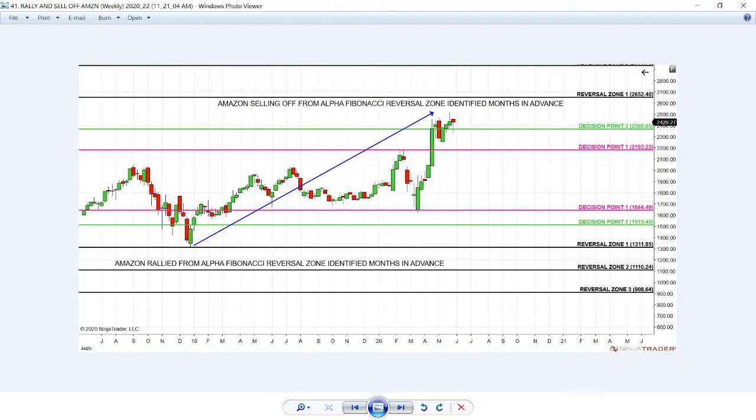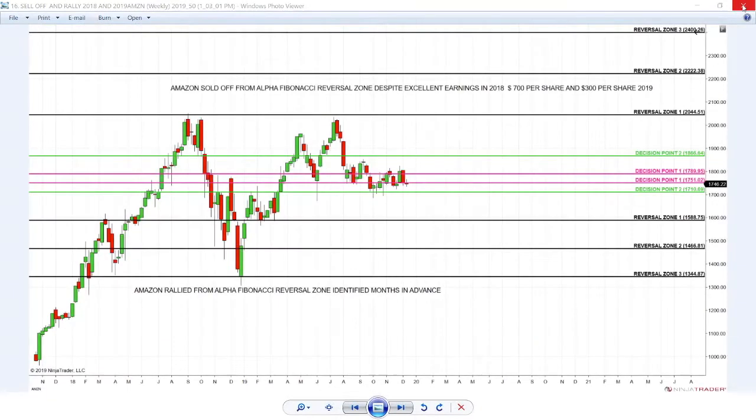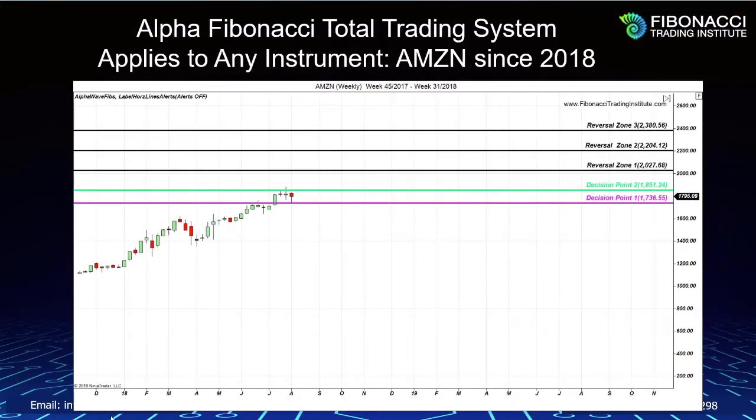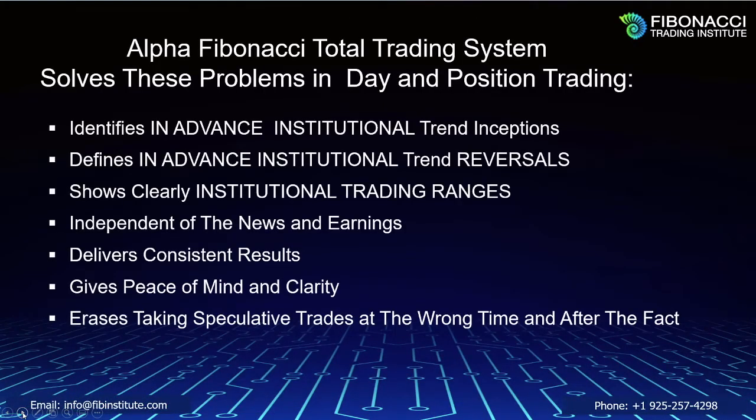This is Amazon now. Reversal zone 2650. Amazon has been stuck here for the last 8 weeks, doing nothing. And that's the power of the system. If you understand how crucial these levels are, if you understand how to manage your position, if you stop trading on the news and start paying attention to price, you stop losing sleep, you stop losing money. All you have to do is identify if you want to day or position trade.